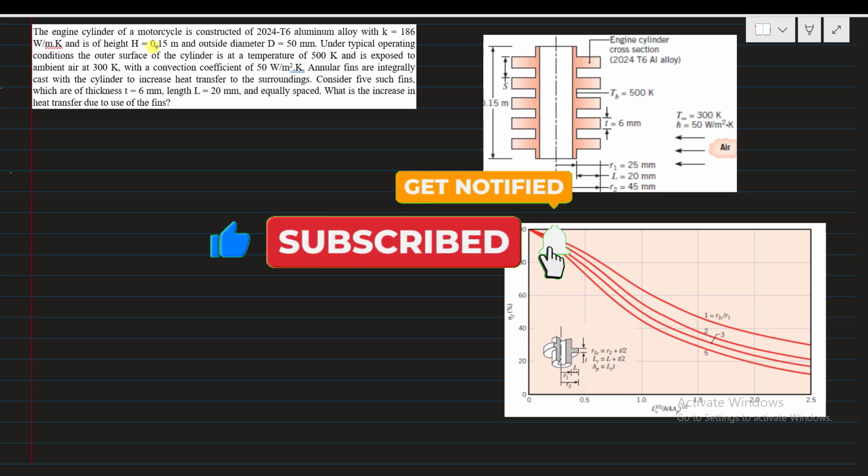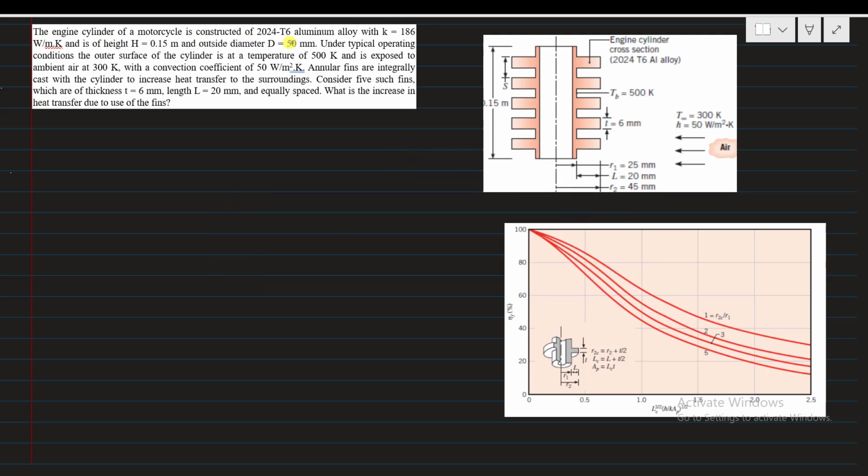The engine cylinder of a motorcycle is constructed of 6 aluminum alloy with its thermal conductivity 186 watt per meter Kelvin, and is of height H, that is 0.15 meter, and outside diameter is 50 millimeter. Under typical operating conditions, the outer surface of the cylinder is at a temperature of 500 Kelvin and is exposed to ambient air at 300 Kelvin with a convection coefficient of 50 watt per meter square Kelvin.